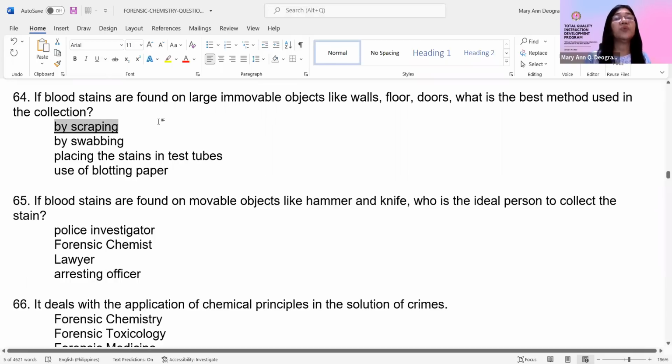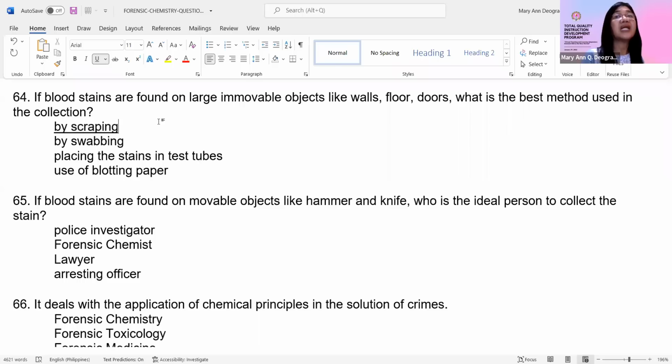You have to scrape that with the use of a clean knife or a razor blade. Pag swabbing naman, swabbing can be applied when the blood stains are found on smooth or glazed objects like window glass, tiles, ganyan, on top of cars. Yan, ang ginagawa dyan by swabbing. Pero kung nasa floor yan, especially kung cemented yung floor natin, nasa pader natin, okay, the method of removing that is by scraping.